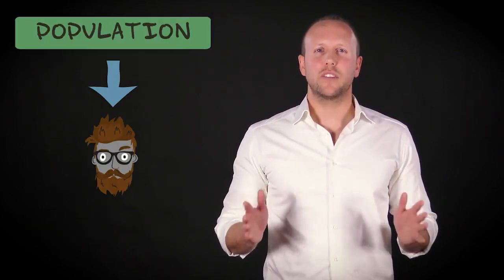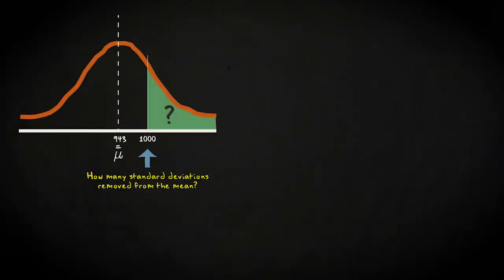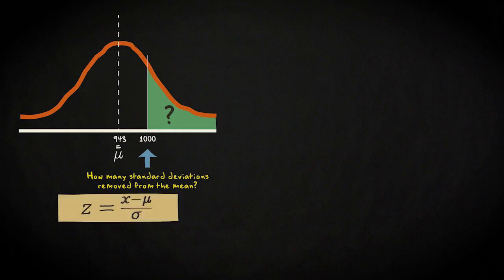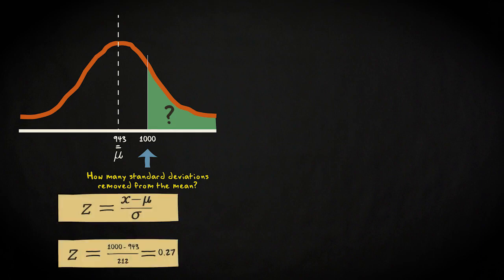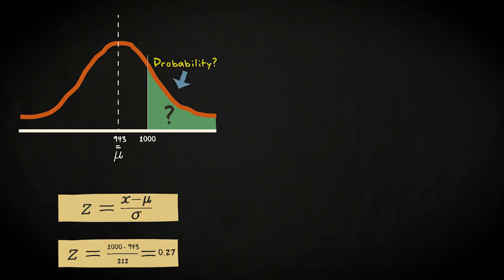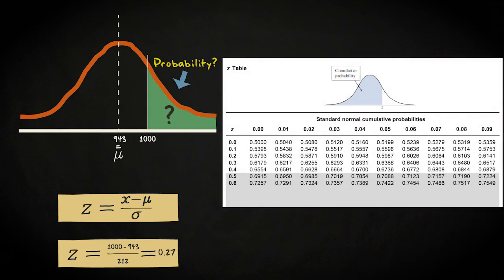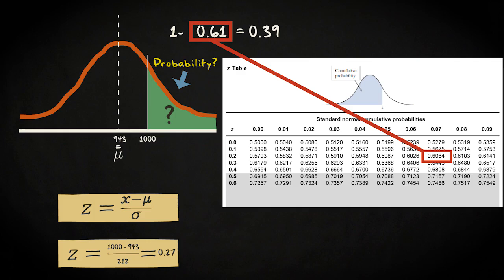Now, imagine you select a random hipster from the population. What is the probability that this hipster has a reading time of 1000 minutes or more? Well, first we want to know how many standard deviations a person with a reading time of 1000 is removed from the mean. So, we have to compute this person's z-score in the population. This is the formula. So the z-score is 1000 minus 943 divided by 212 equals 0.27. We're interested in the area to the right of this value. If we look it up in our z-table, we find that the chance of selecting a person with a reading time of 1000 minutes or more is 39%.